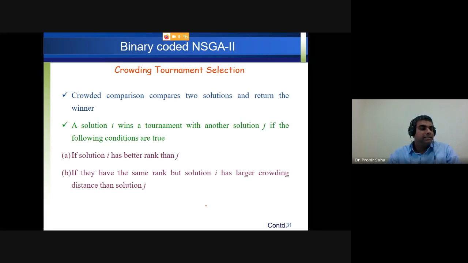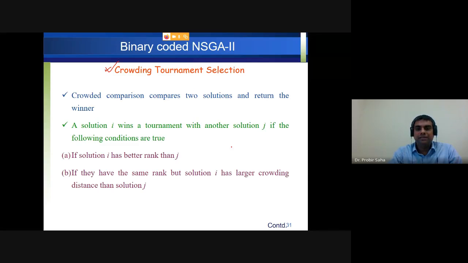Now again, as I said, this is after recombination, this part is required. But what is also important here is crowding tournament selection. As I said, in single objective GA, you might have observed some reproduction or selection techniques, such as tournament selection and proportionate selection. We sometimes call it relative selection. Sometimes we use ranking selection. Similarly, here we are using crowding tournament selection.